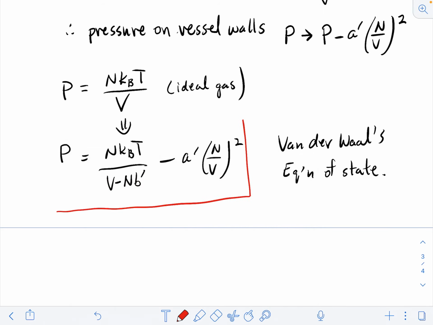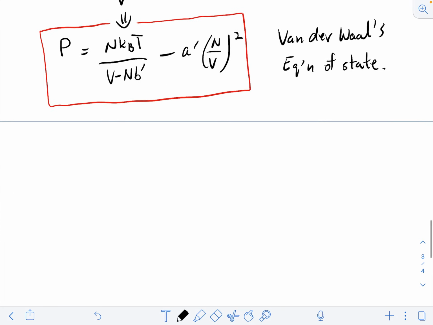We're going to make a few manipulations to this equation of state, and then we'll go back to our Joule-Thomson coefficient and try to evaluate the numerator in that coefficient and see what happens.